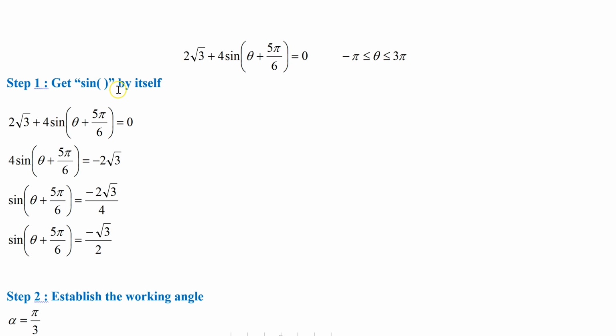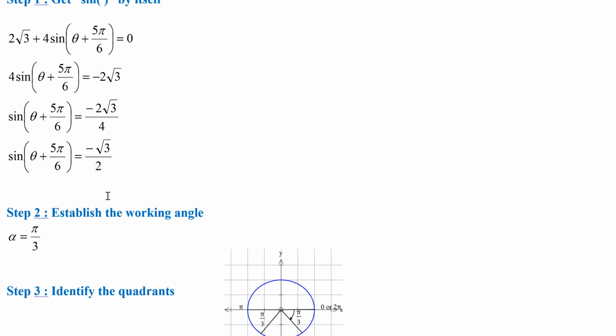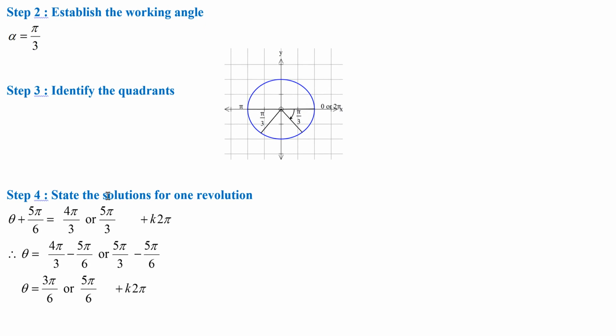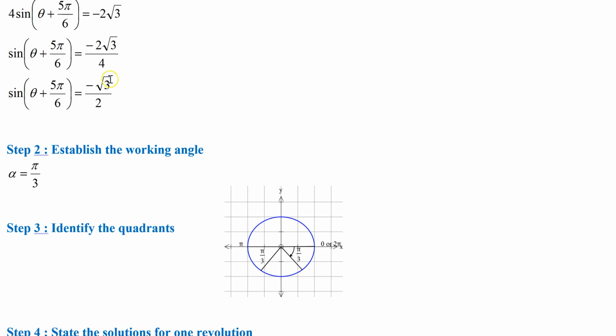So step 1, what we've been talking about, is you need to get the sine of whatever it is by itself. So you can see that we've done that. Step 2, we establish the working angle. We then identify the quadrants that it's in. Why is it down here? Because we had sine of a negative, and we know sine is our y, so we go downstairs.